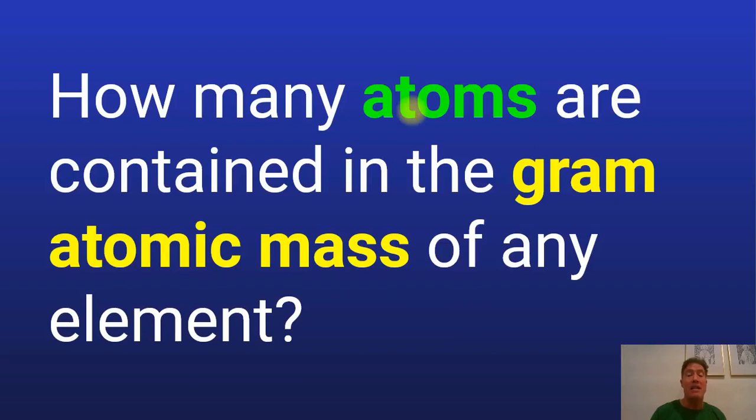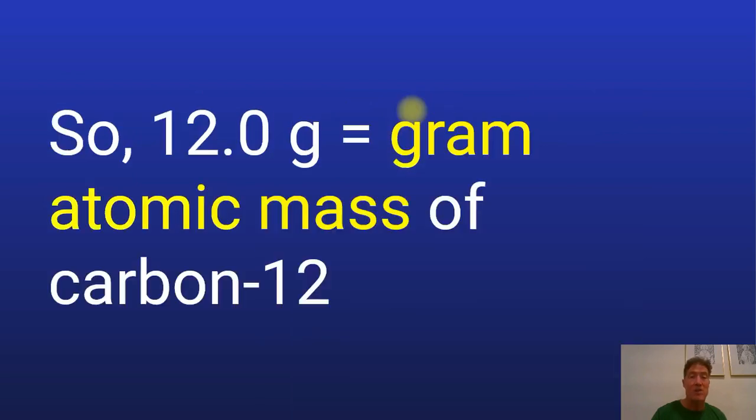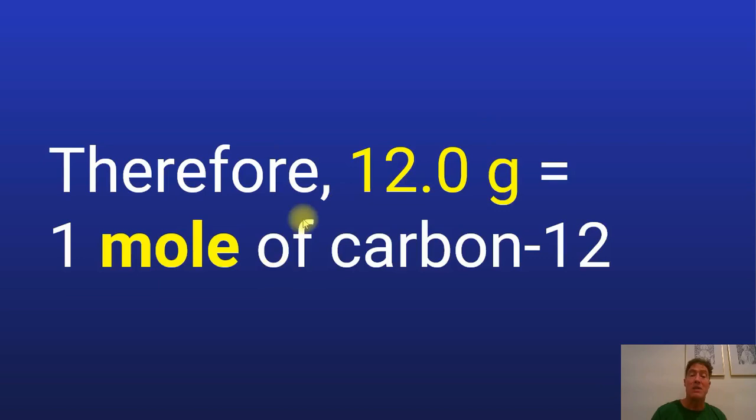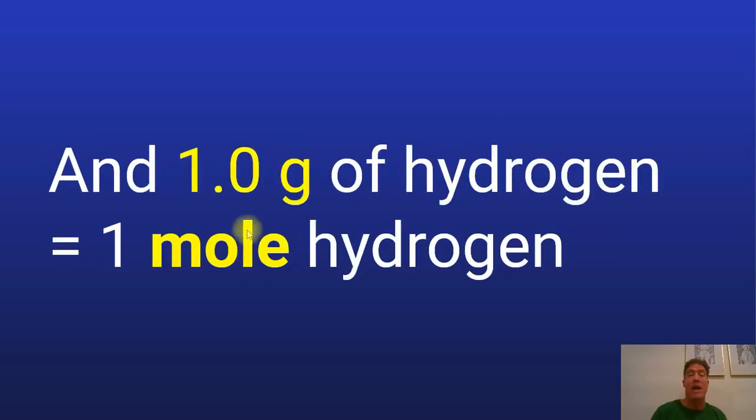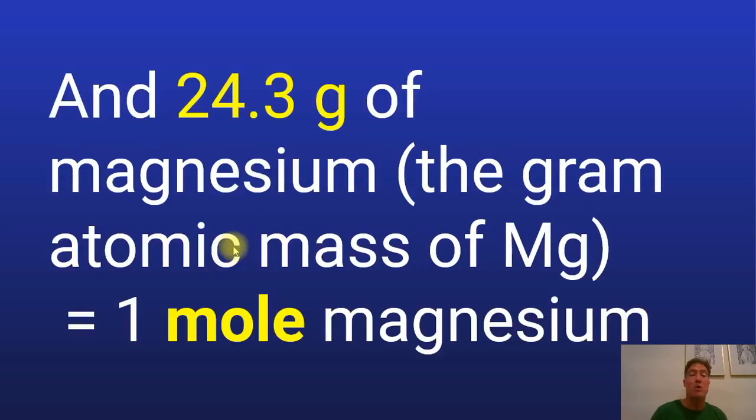How many atoms are contained in the gram atomic mass of any element? An Avogadro's number. So 12 grams is the gram atomic mass of carbon 12. Therefore, 12 grams equals a mole of carbon 12. And 1 gram, that's equal to its atomic mass of 1, is equal to a mole of hydrogen. And 24.3 grams of magnesium, which is the gram atomic mass of magnesium, equals a mole of magnesium.